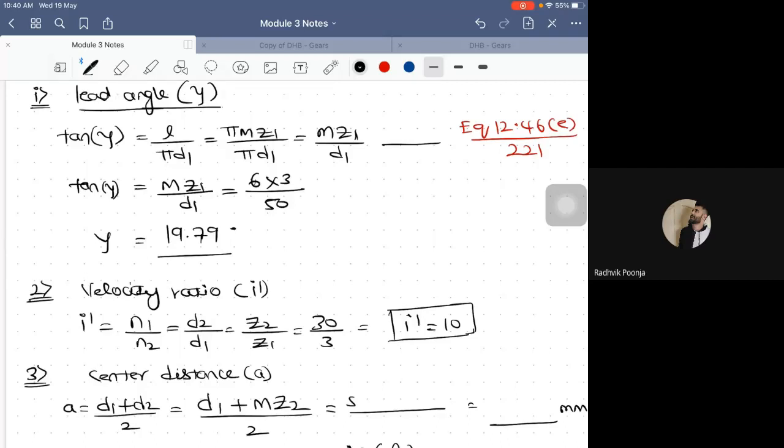d1 is 50 plus m is how much? M is 6 mm into z2 is 30, divided by 2. Now, what is the center distance? 115 mm, 115 mm. Good. Very good. So 115 mm. So now you can go with the efficiency.